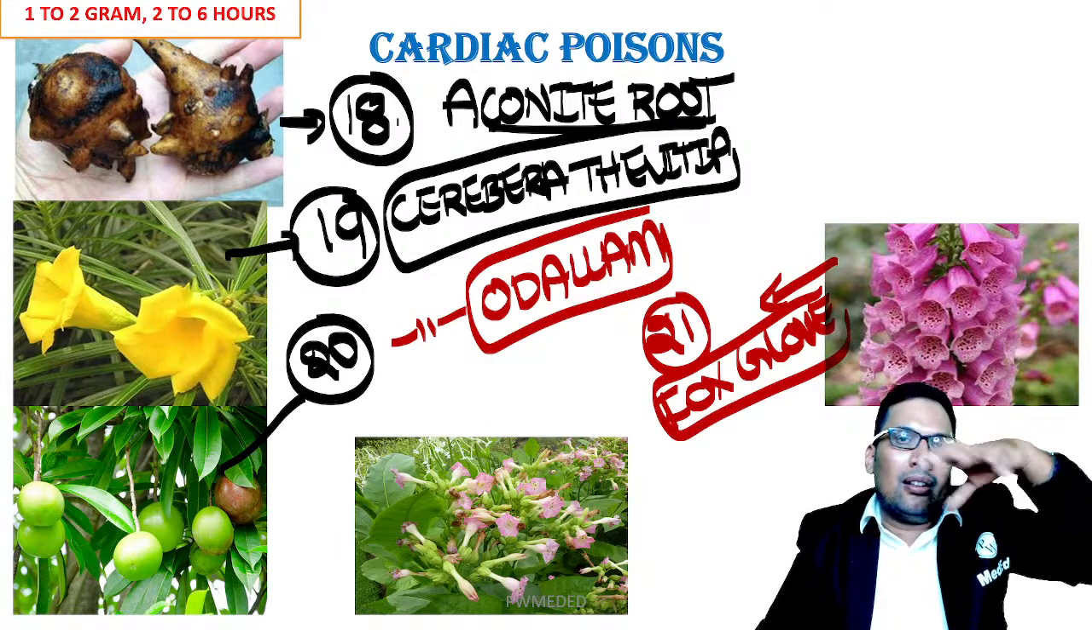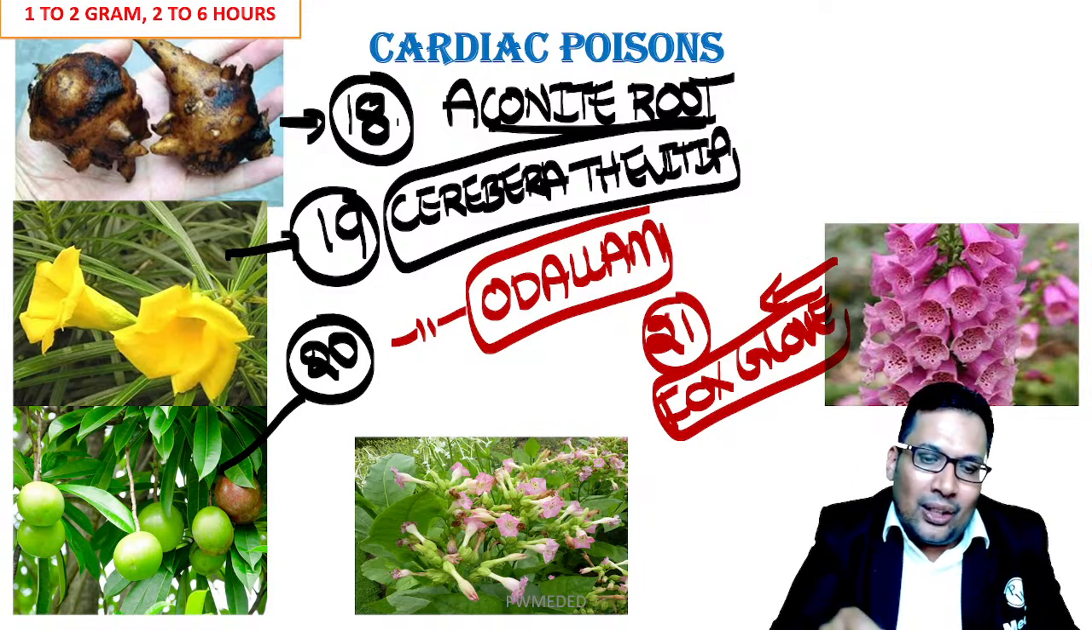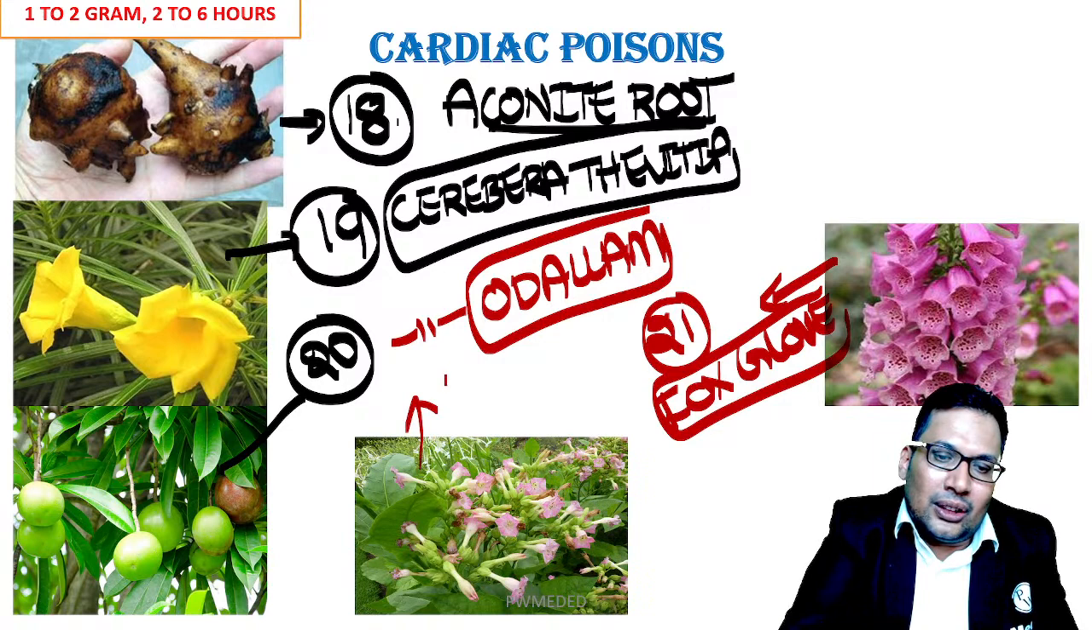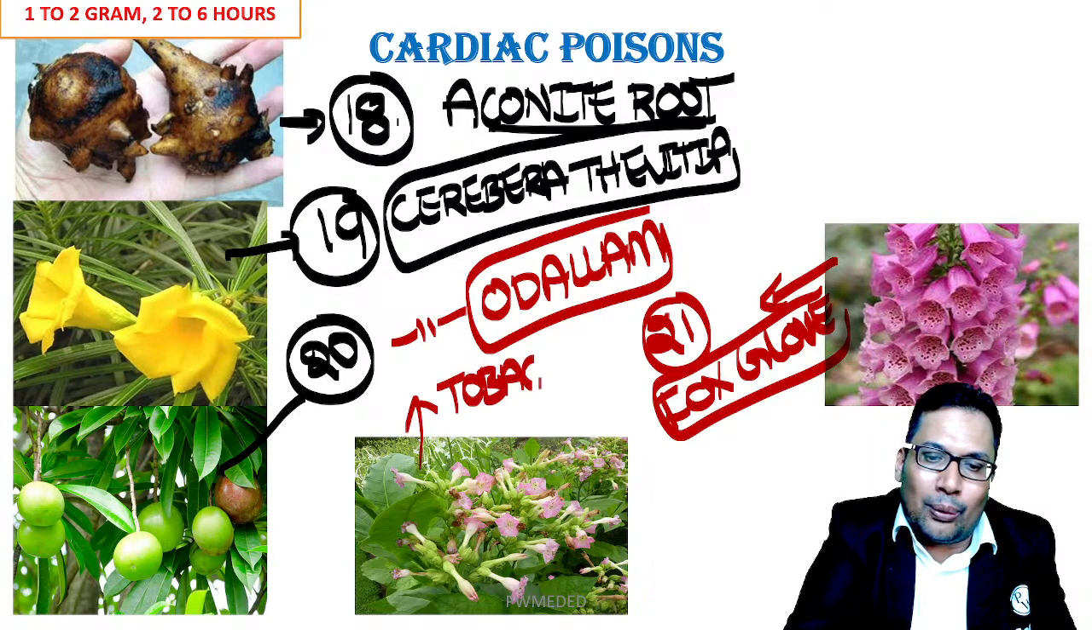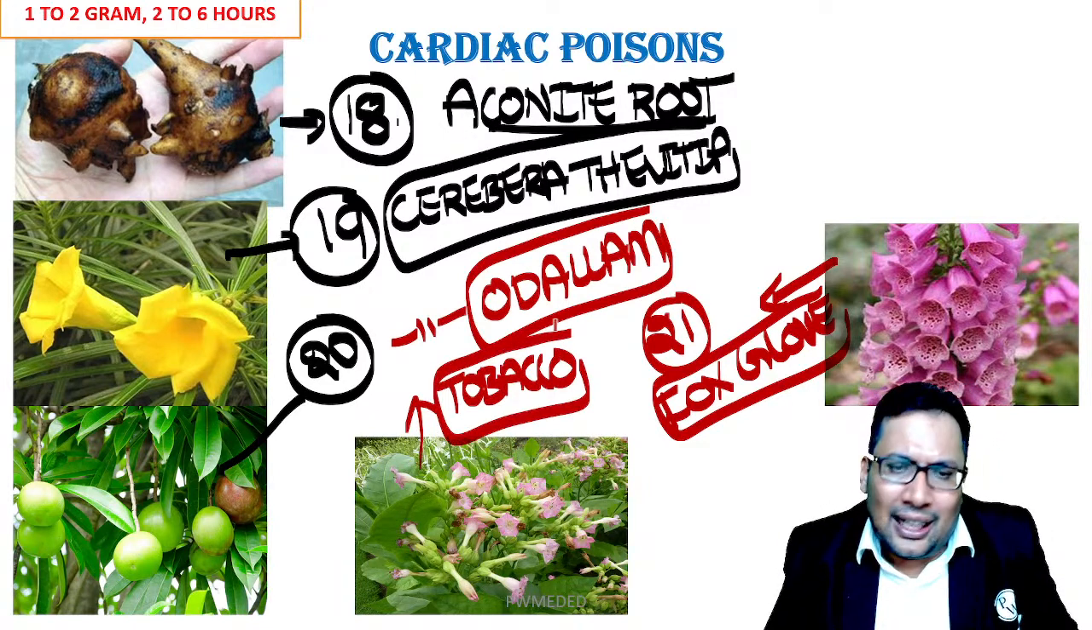Foxglove, pink color, foxglove type of flowers, that is the digitalis plant. And this is the tobacco plant. Tobacco, nicotine is also a cardiac poison. So that can be asked.